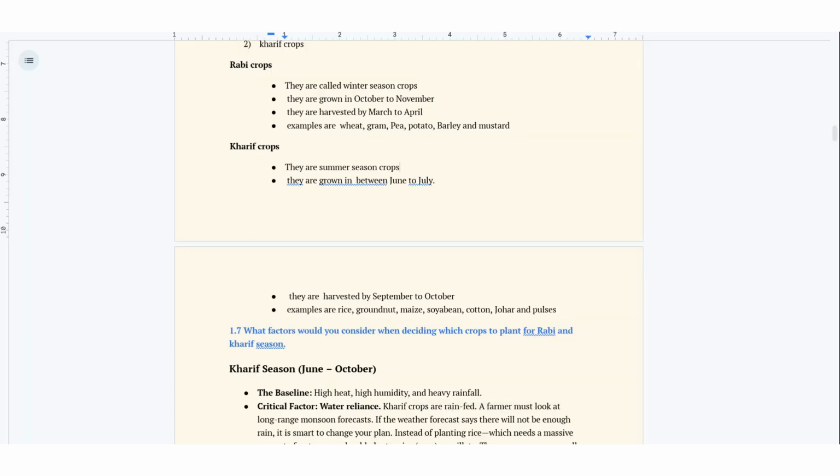So if you notice, let's make a difference to memorize. Rabi is called as winter crop. Kharif is called summer crop. Rabi is planted during October, and Kharif crops in June. Rabi is harvested by March. Kharif is harvested by September.